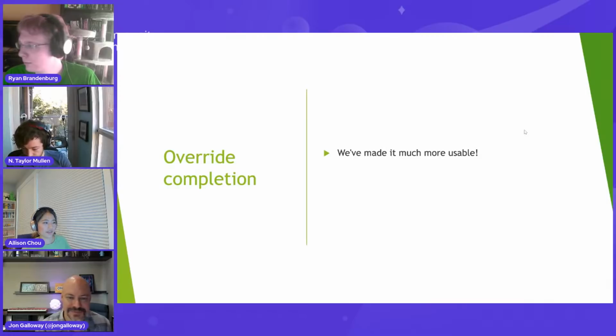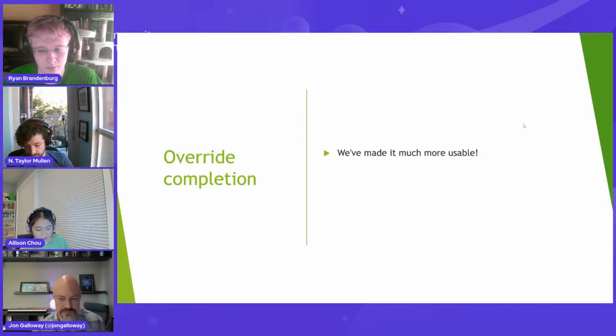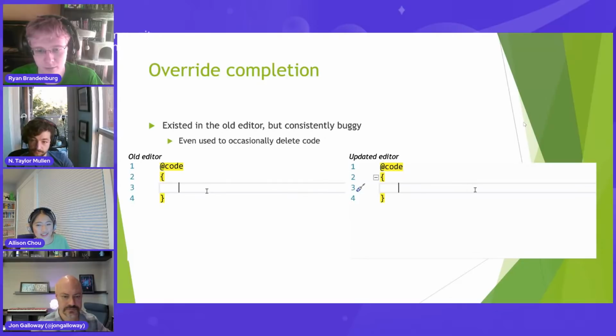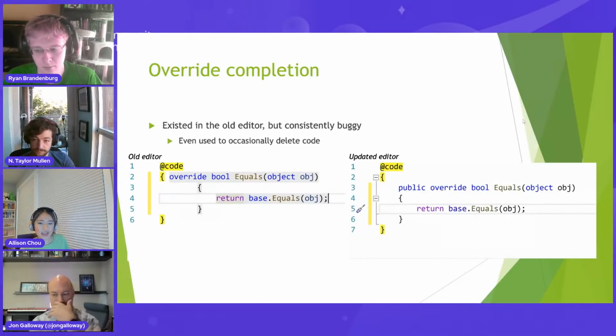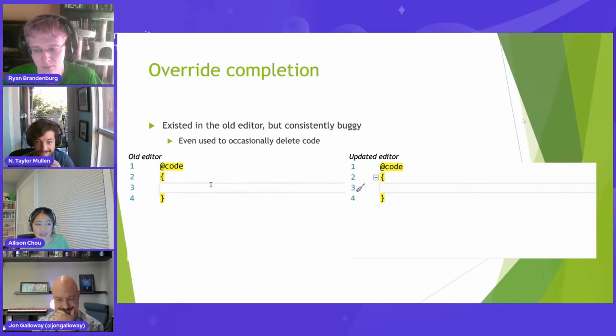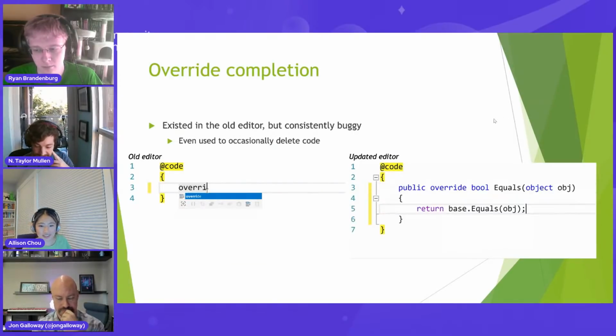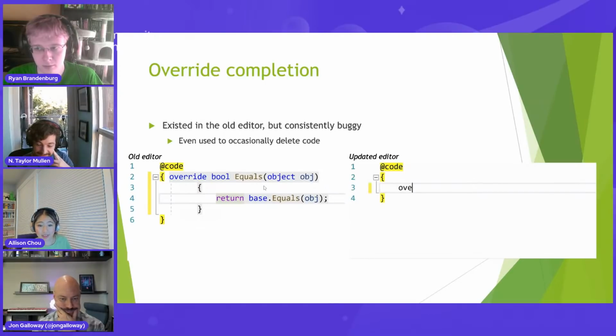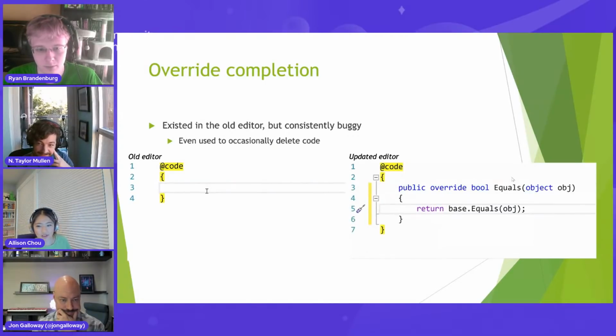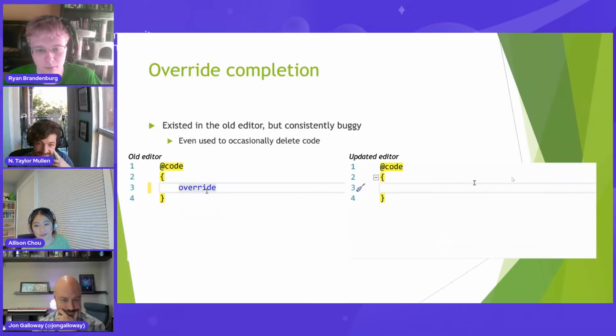Moving on from that, the last thing I want to discuss about completion is override completion. In the new editor, we've made it much more usable. Override completion did exist in the old editor, but it was pretty buggy, messed up formatting, and even occasionally used to delete code. As you can see in this example, on the left the formatting is pretty messed up in the old editor, and on the right it's more along the lines of what a user would probably expect when they commit the item.